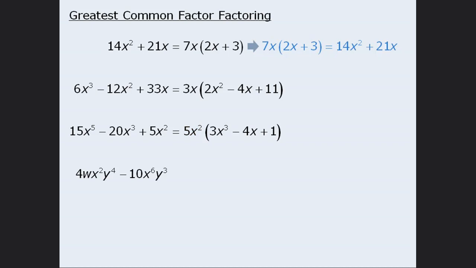Okay, one last example. Here, the greatest common factor of 4 and 10 is 2. The greatest common factor of w and no w is nothing, since the second term here does not have any w's.